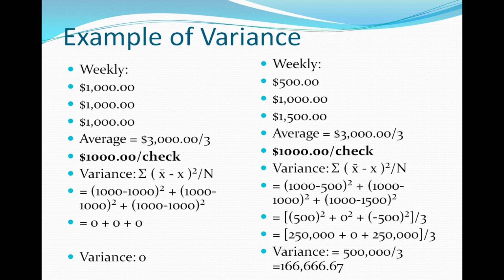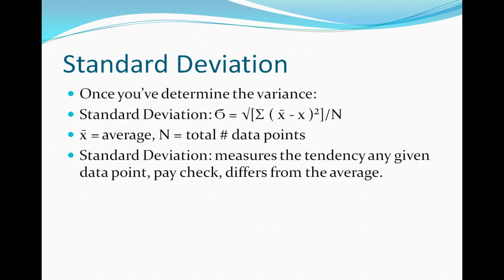So after we do the squaring and we go through the math, what we have is a variance of 500,000 divided by 3. So our variance for this particular problem is going to be 166,666.67.